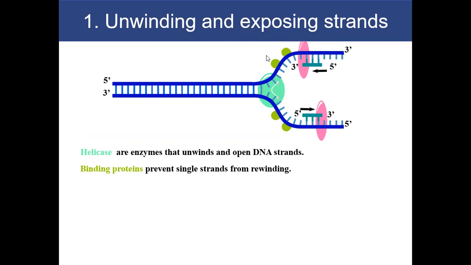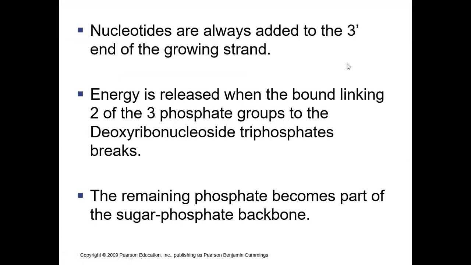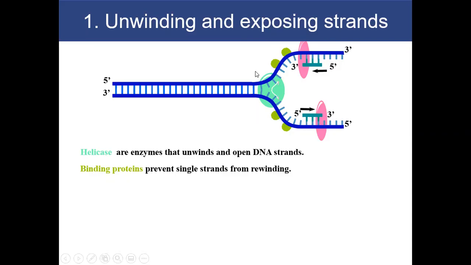So if you look also, you can see that we have the 5' to the 3'. This is one strand, and the next strand is anti-parallel. It's 3' to 5'. And so the first point was that nucleotides are always added to the 3' end of the growing strand.